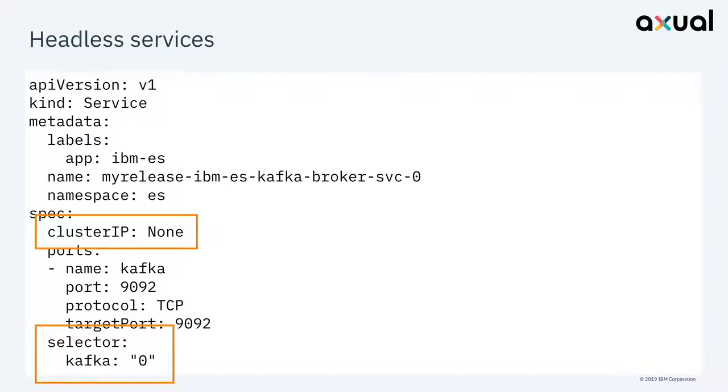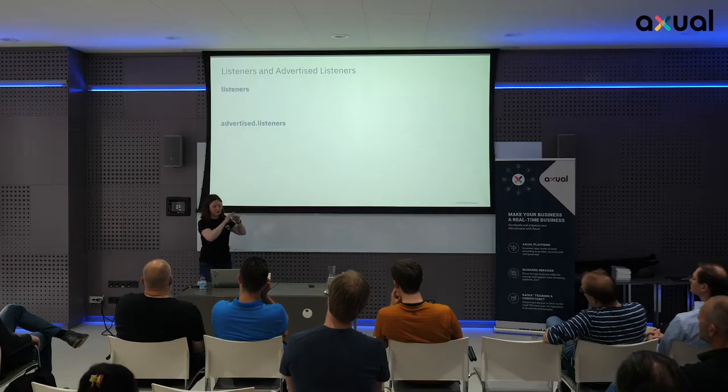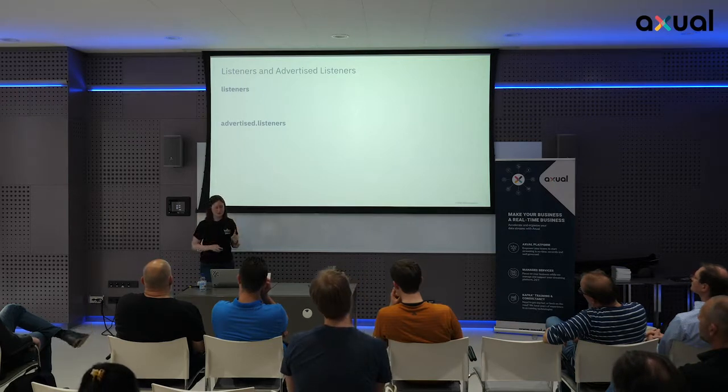So this one will route to my 0 pod of Kafka because they're in a StatefulSet, so they have this ordinal number that they can relate to. So you can see here as an example, if I do get service, I've got one headless service for each of my Kafkas. So we've got these different services, but there's another interesting piece that is worth being aware of, and that's the difference between, yes?